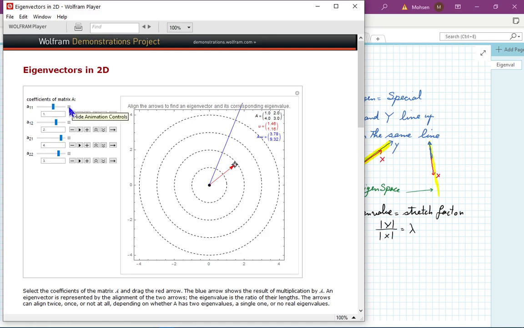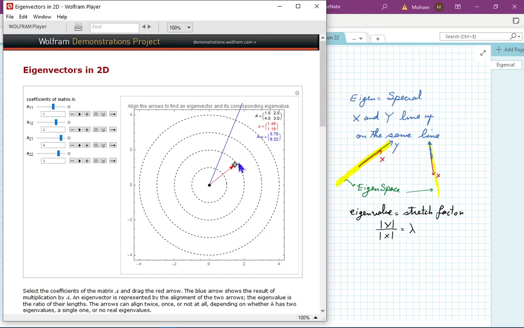You click on this to open or close the control mechanism, and then you play with the components of a matrix. Then you come here, the red vector, just like in our lecture over there. Let me make this a bit smaller maybe.